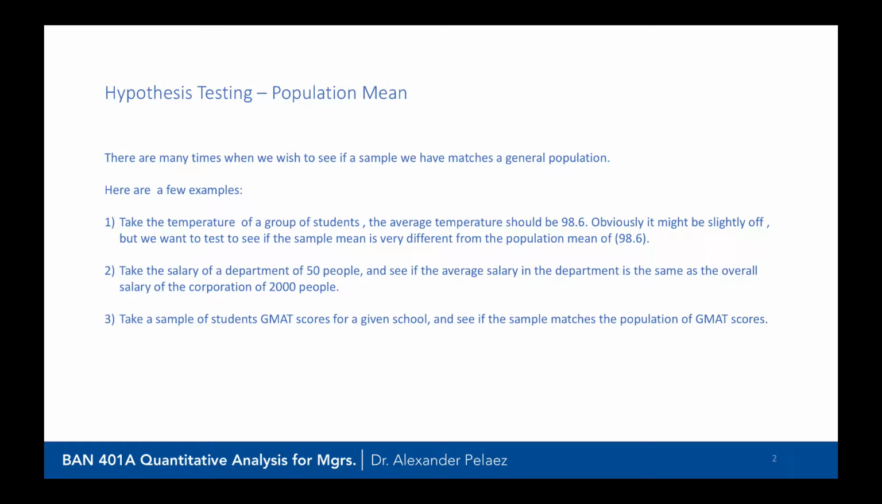Another example might be take a salary of a department of 50 people and see if the average salary in the department is the same as the overall salary of the corporation, 2,000 people. And then we want to take a sample of GMAT scores for a given school and see if it matches the population of GMAT scores across the nation. So these are some examples of where we might test a sample mean to a given population mean.